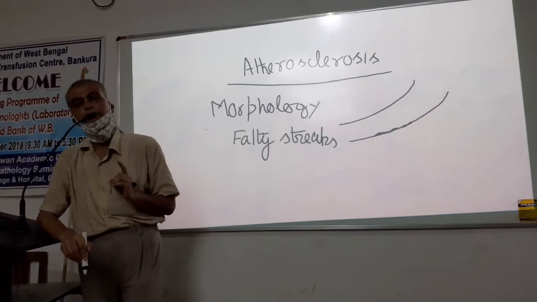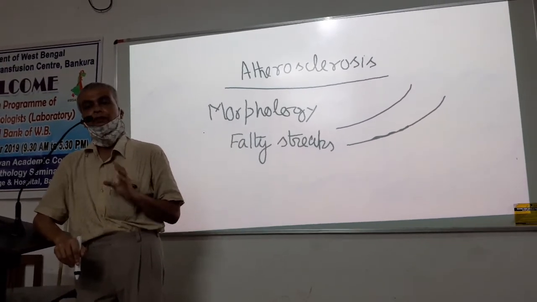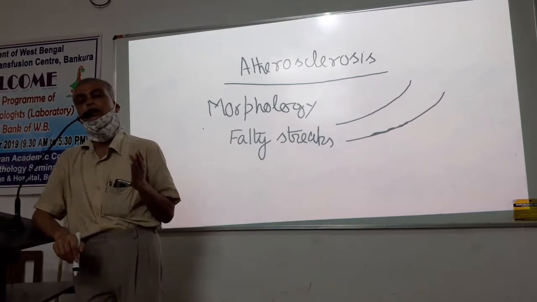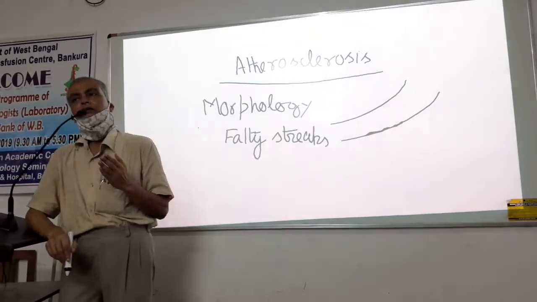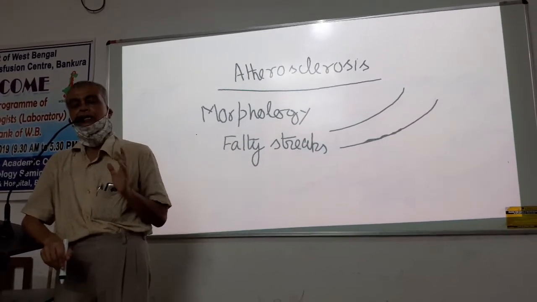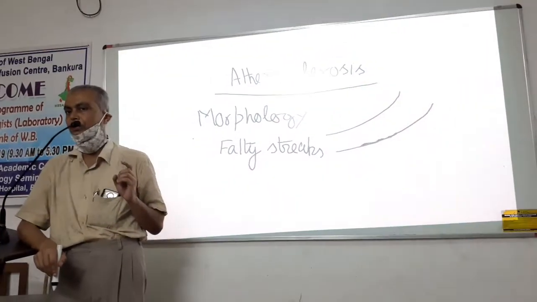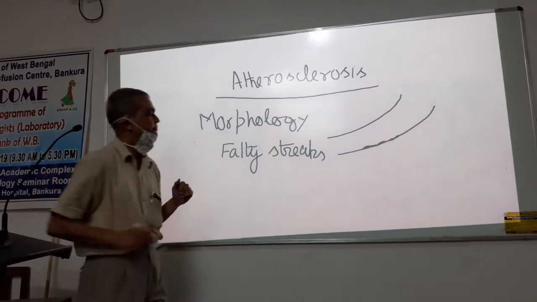Now these may appear as early as in the first decade of life, and the majority of these will not go into formation of atherosclerotic plaque, but still these are the precursor lesions, so these are important. But the actual lesions which will cause vascular alterations and problems are the atherosclerotic plaques.